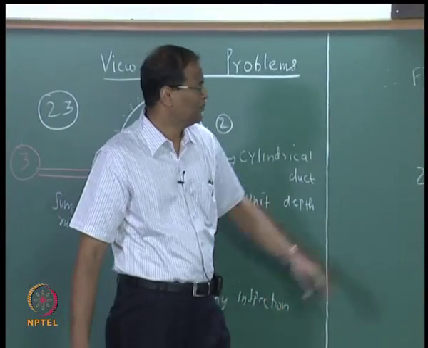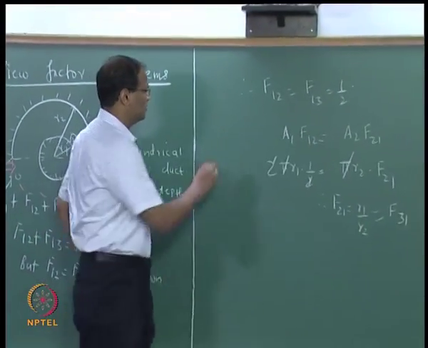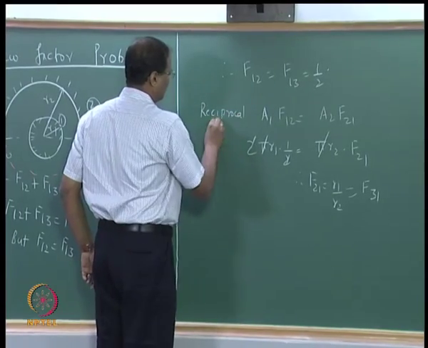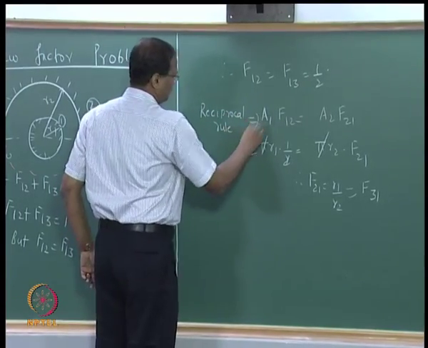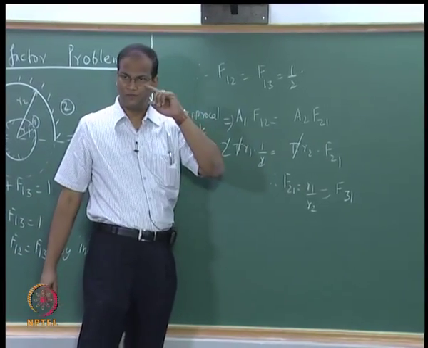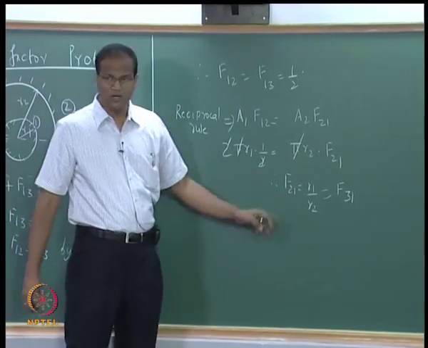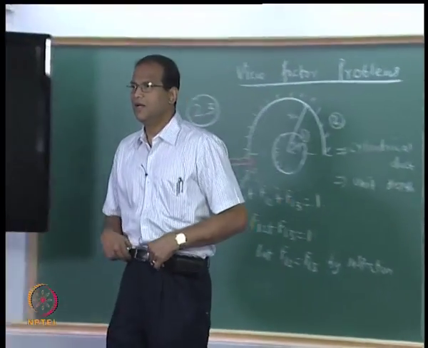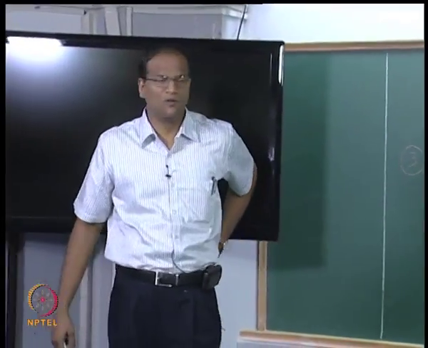There is no problem about this. Now a1 f12 equal to a2 f21, the reciprocal rule. From the reciprocal rule you get that f21 is r1 by r2, correct. This f21 must also be equal to f31, correct. So far so good, there is no problem.